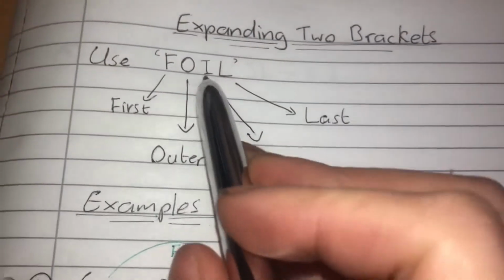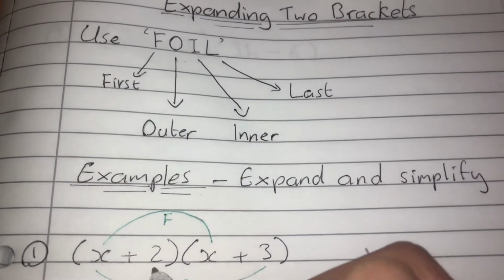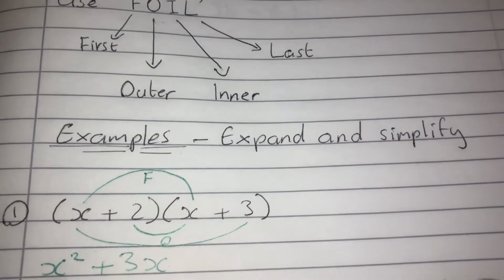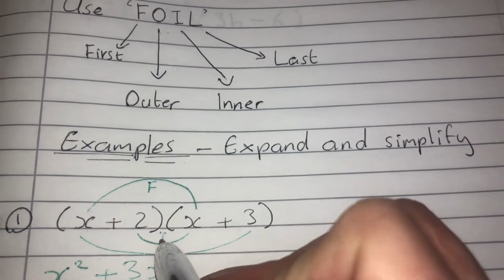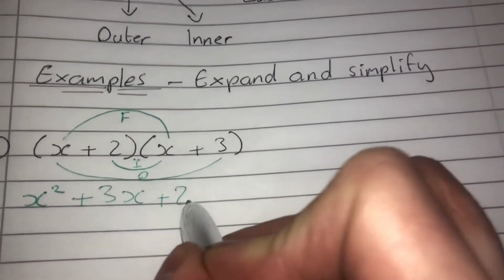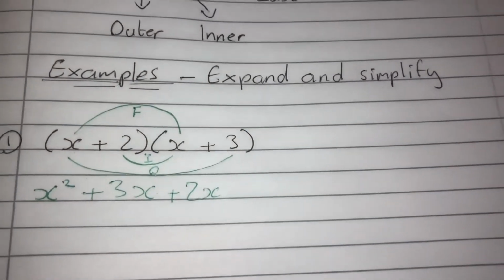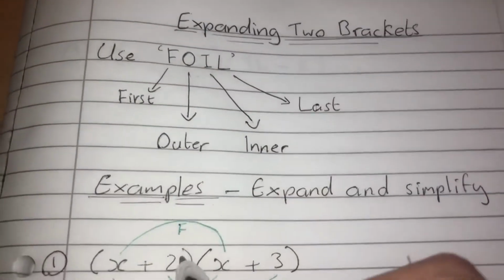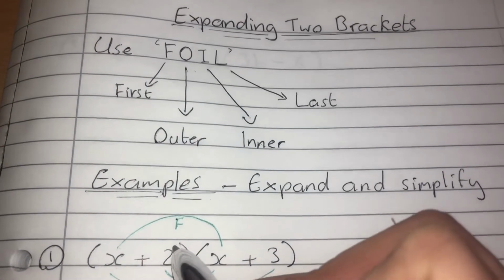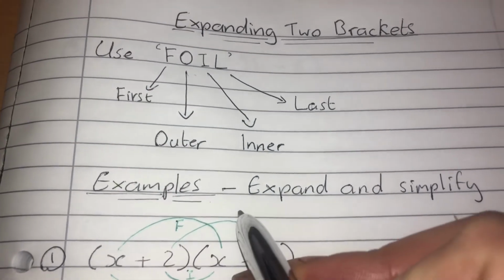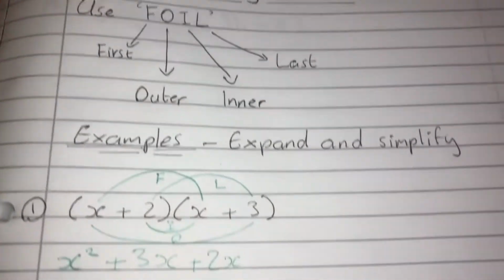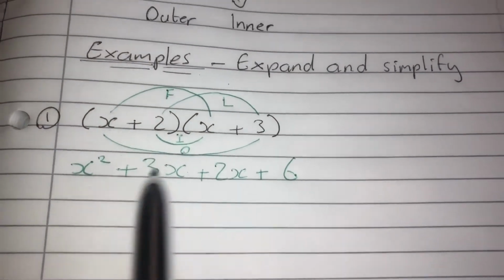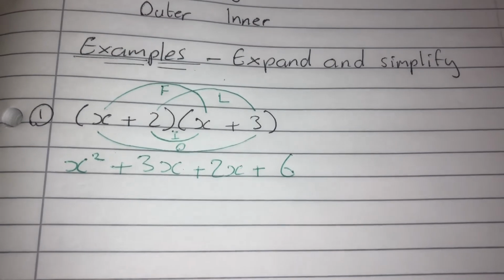The next is I, which stands for inner, as in the innermost terms. So the two terms closest to each other in each bracket. So 2 times x, which is 2x, so plus 2x. And they're going to be the terms that we simplify later. Okay. And then L stands for last, as in the last term in each bracket. So the 2 times the 3, and 2 times 3 just gives me 6, so plus 6. So that's the expression I end up with so far when I've multiplied it.